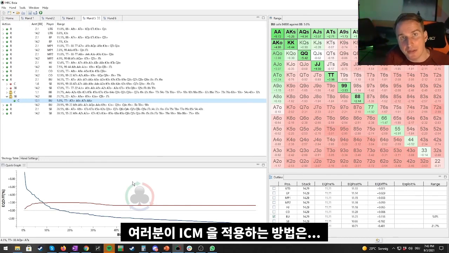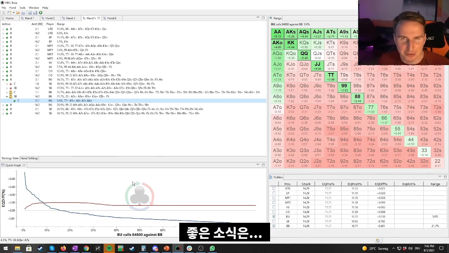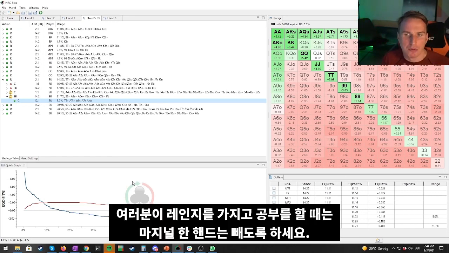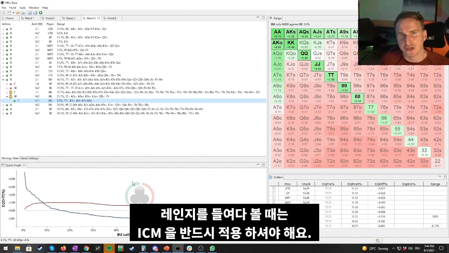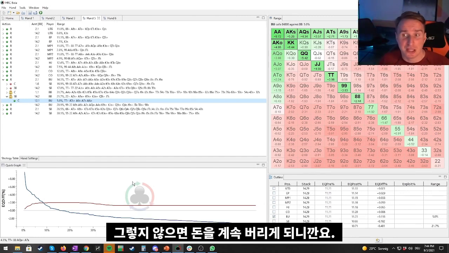The way you can apply this, and this is what I promised you at the beginning, let's call it the good news, is whenever you work with ranges, try to skip the marginal hands. Of course, it really depends on the kind of spot and how many players are left. So when you have access to ranges, make sure they're adjusted for ICM, because otherwise you just keep burning money.